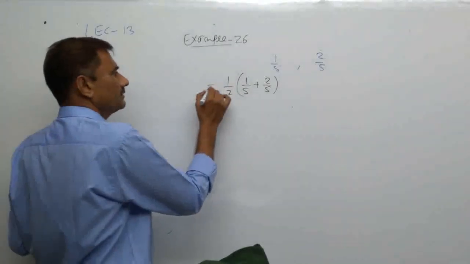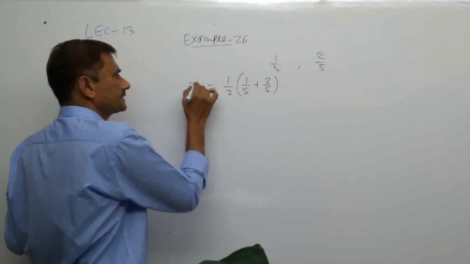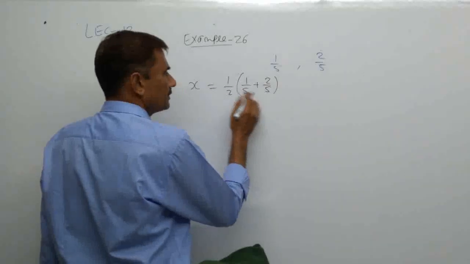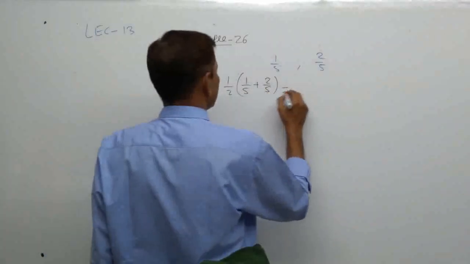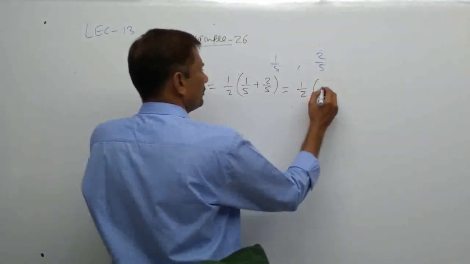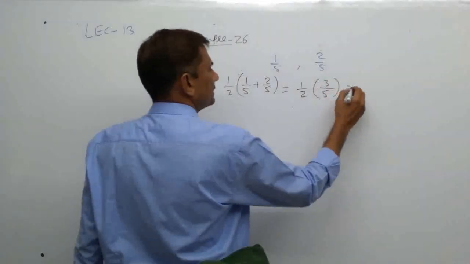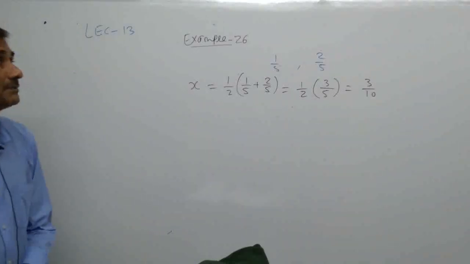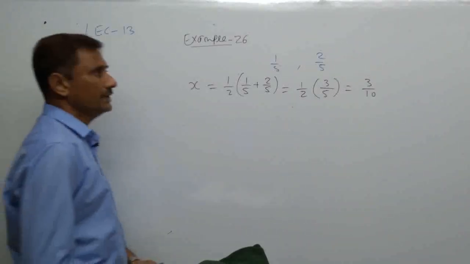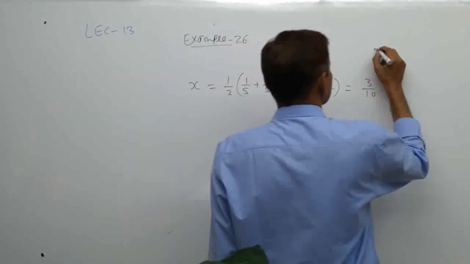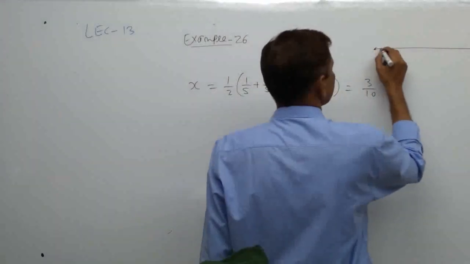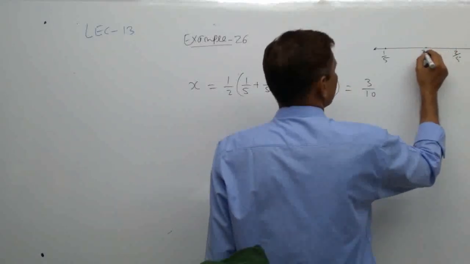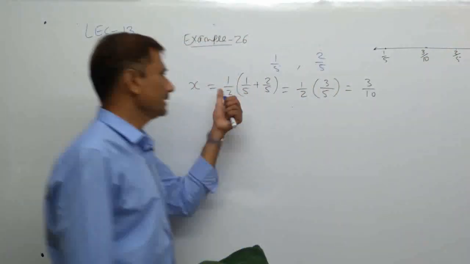So this is any one number, suppose x. Okay, if you don't want to write divide by 2 that way, then you can write here 1 by 2, and obviously 5, so 3 by 5. So it is 3 by 10. So obviously 3 by 10 will be in between. Okay, so now here is 1 by 5, here is 2 by 5, and 3 by 10 will be exactly in between. Why? Because I took the average of them.